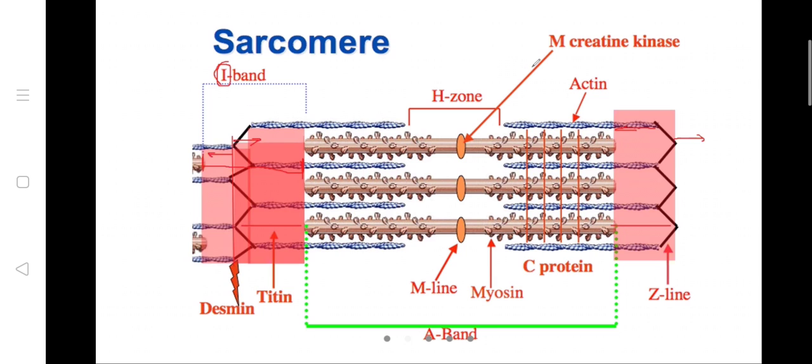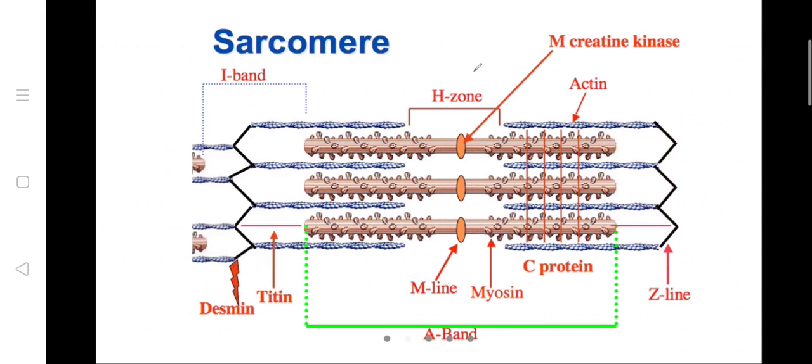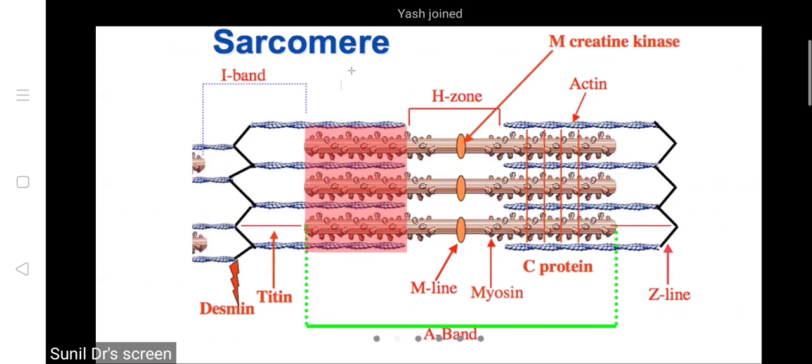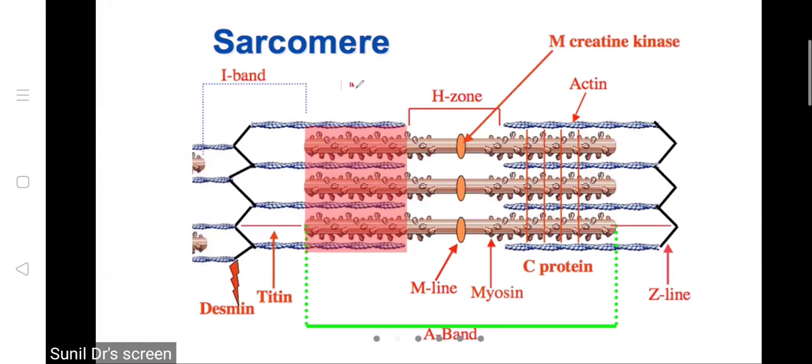Now you see this region from here to here. Here only thin band is there. Here thin band and thick band, that is actin and myosin, are there. Because of this, the appearance will be thicker. If you see the cut section in histopathology, you will see alternating light lines and then thick lines. These light lines are due to the I band, because it comprises only the thin filament, that is actin. This thick region is due to the actin and myosin present together.